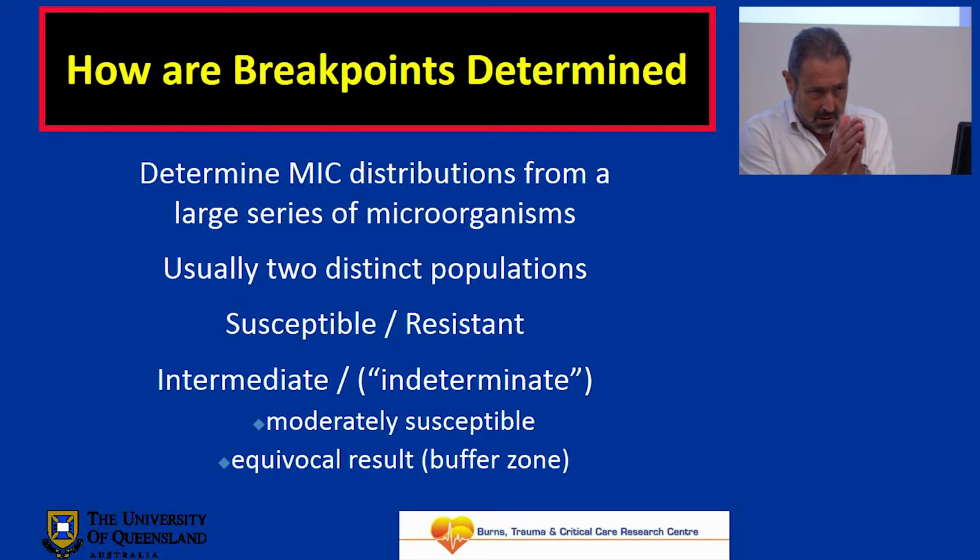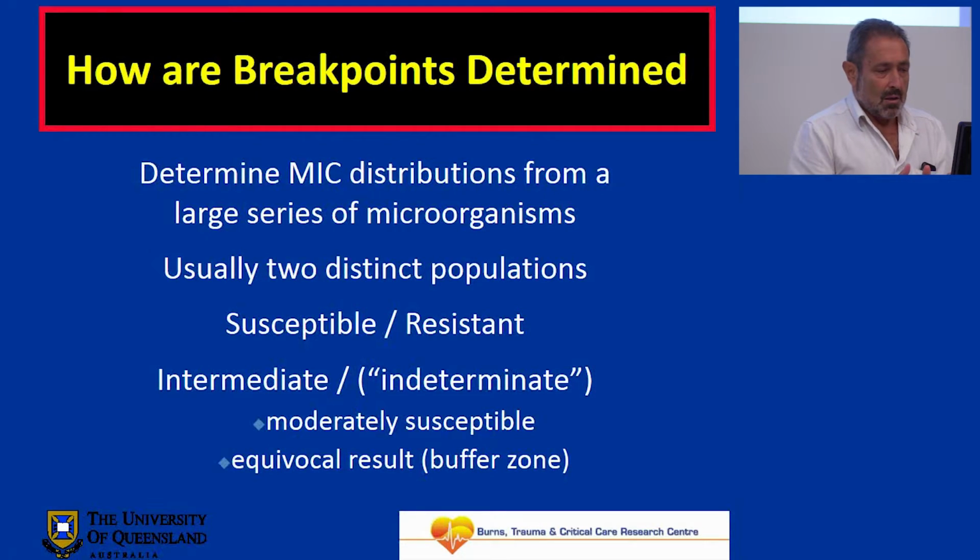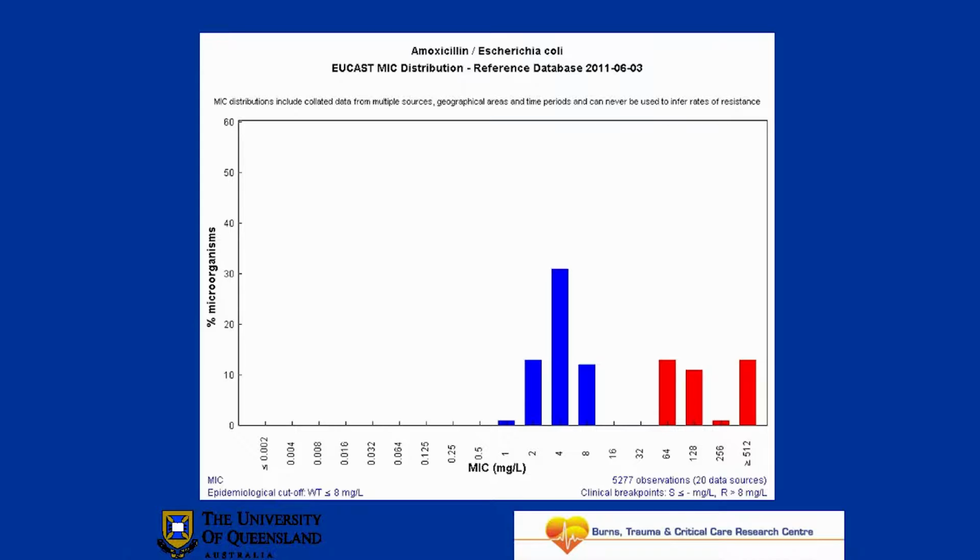And then when you get an MIC of one organism, you can look at 1,000 of those organisms and test the different distribution of MICs, and that allows you to work out the breakpoints. So from an intensivist's point of view, it's a different concept, and you've got to get your head around it. It's not an MIC, it's a distribution of MICs, and it's usually related to two distinct populations, a susceptible group and a resistant group, but sometimes there's an intermediate group.